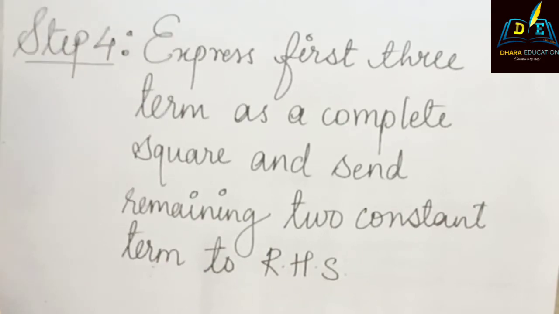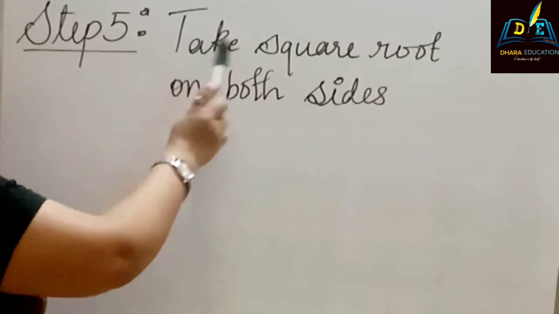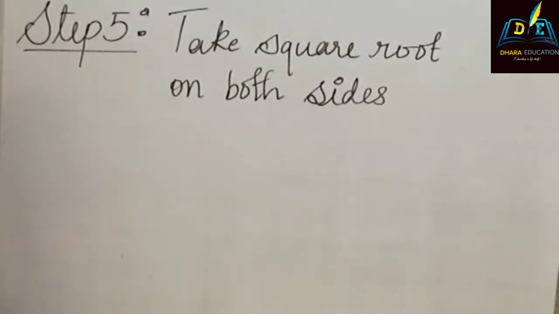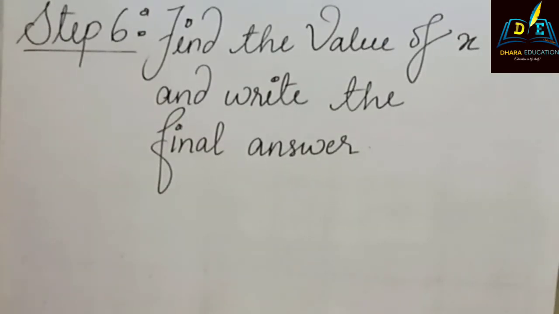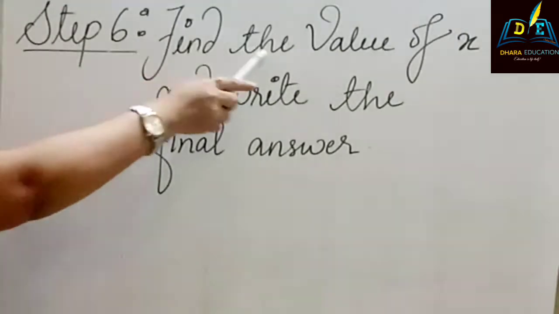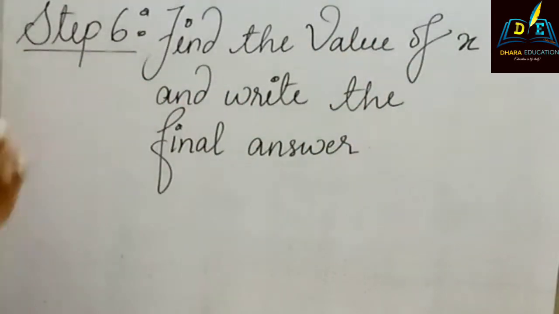Am I clear? Our fifth step is very easy and simple: take the square root on both the sides. We need to take the square root on both the sides. Our sixth and final step is to find the value of x and write the final answer. So in the last step, we have to find the exact value of x, and then the final answer will be there in front of you all. Am I clear to everyone?